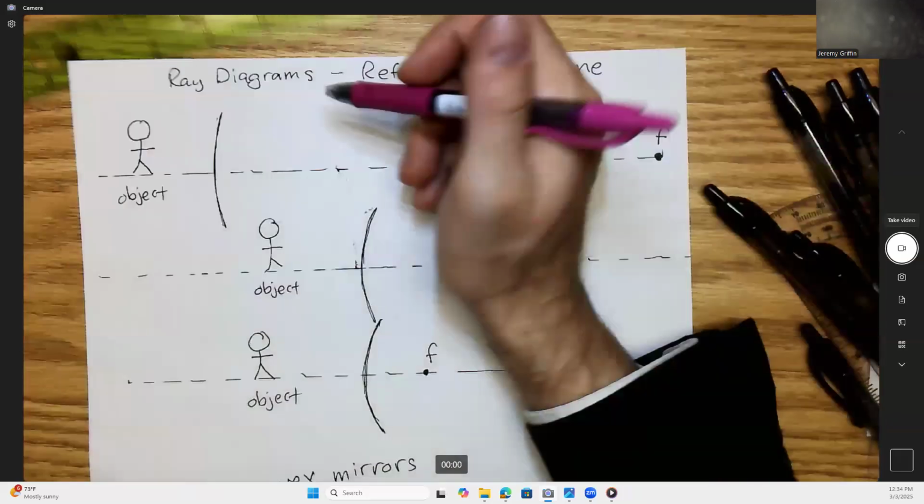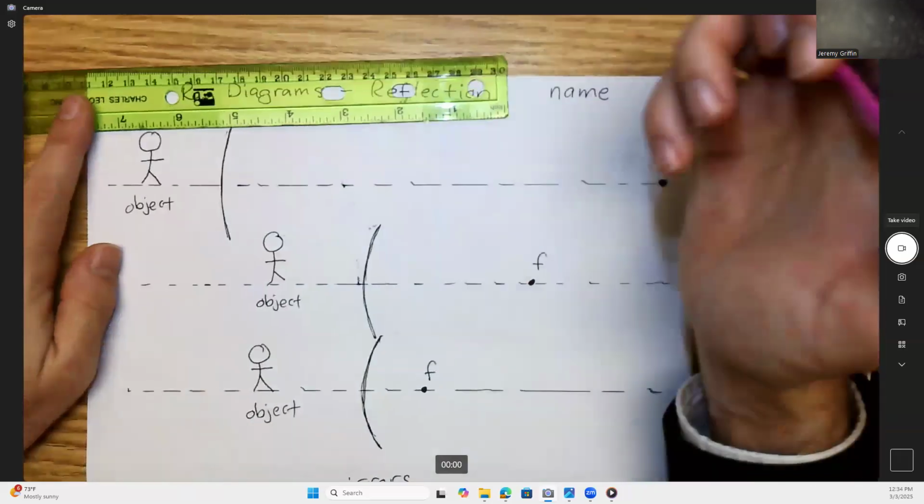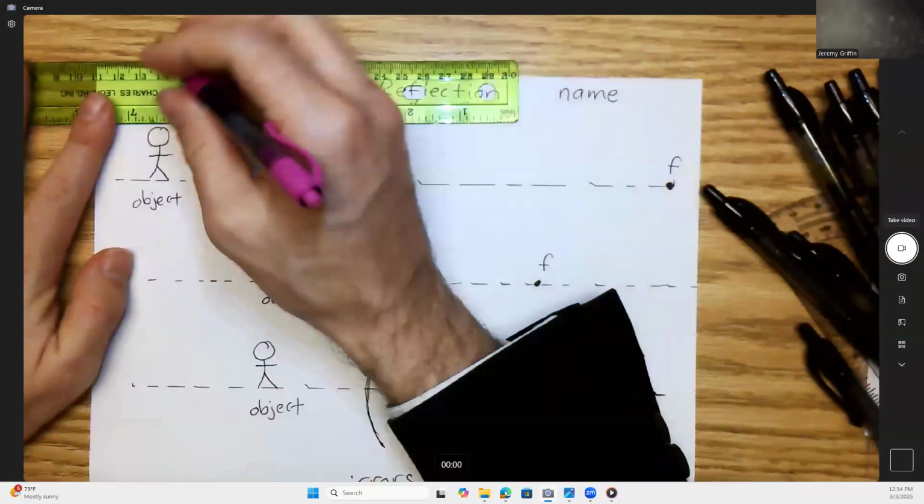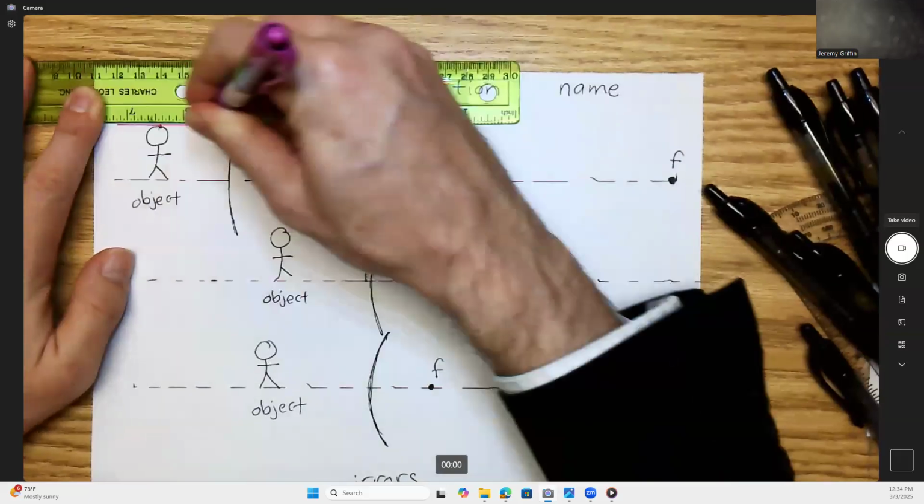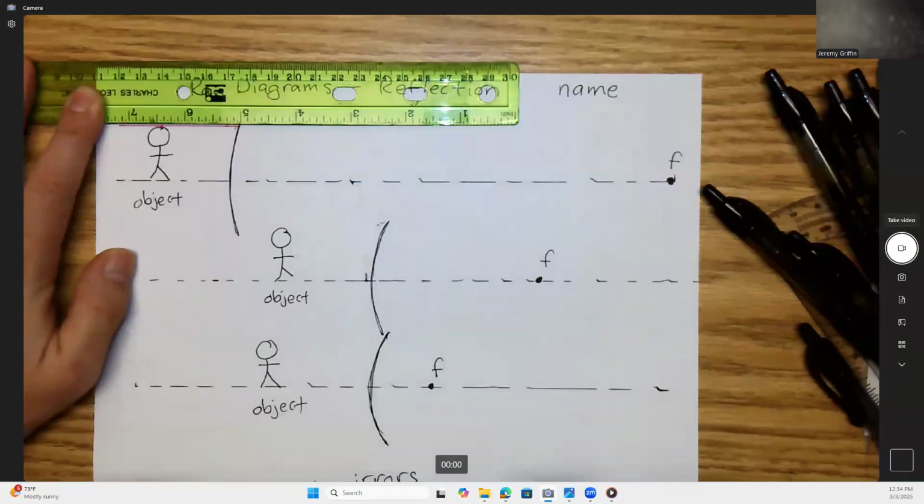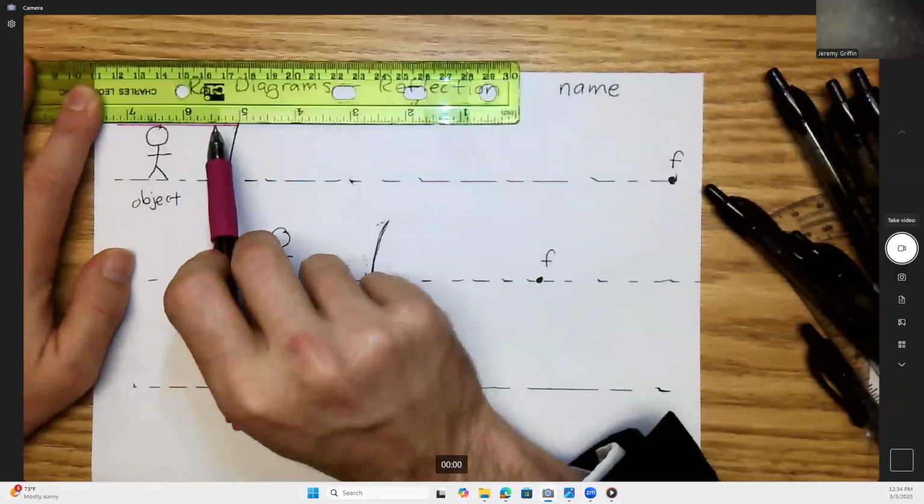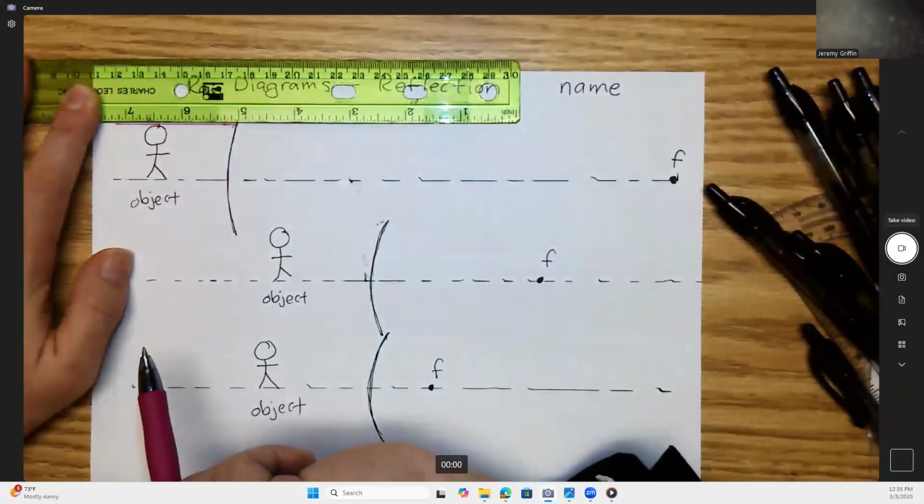Now, let's start from the top of this guy's head. And let's have a ray of light going parallel to the ground. Parallel to the ground. You guys got that? Now, if this was a true flat mirror, wouldn't that light ray just bounce straight back? That'd be the case, right?